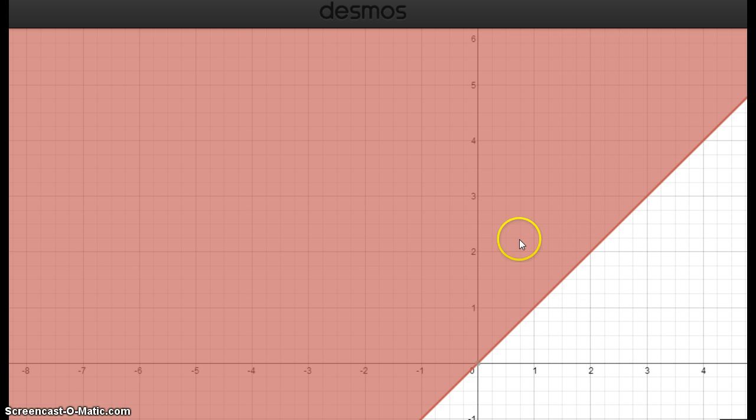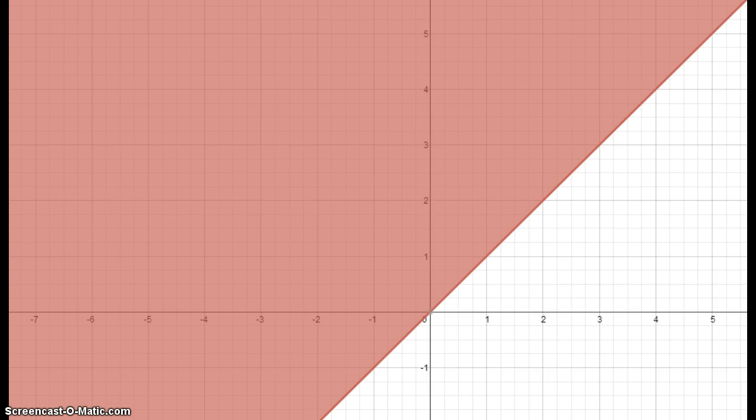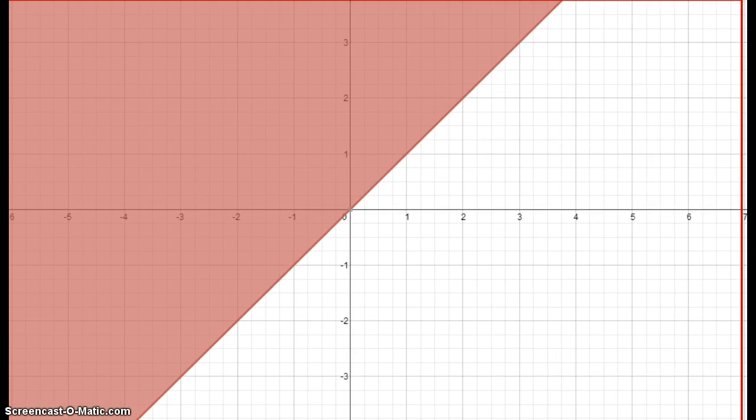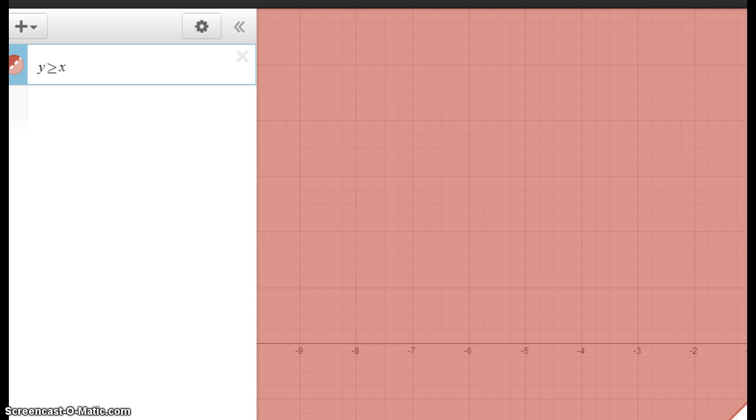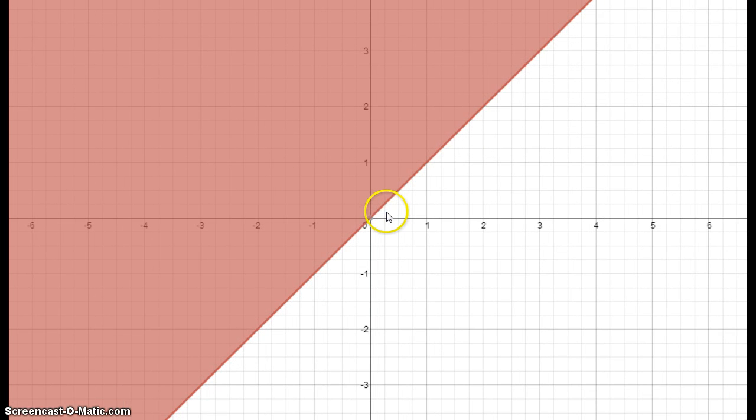And a quick example, I have this graphing website here, and I graphed y is greater than or equal to x. I'll show you that. The reason why this region is shaded is because you can take any point here and the y point will be greater than or equal to x.